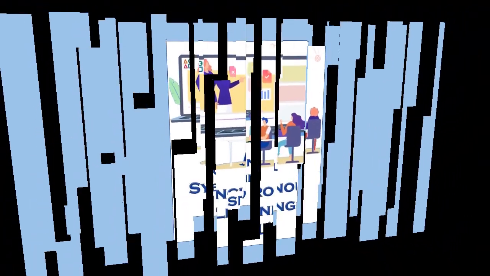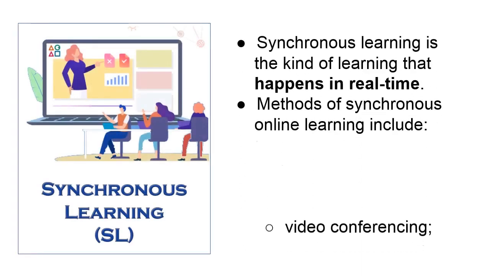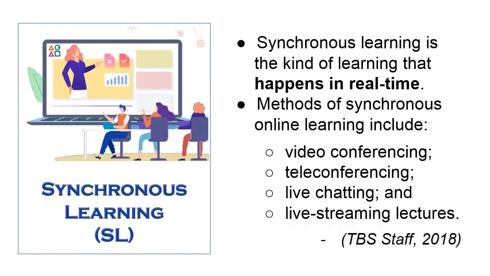Synchronous learning or SL. Synchronous learning is the kind of learning that happens in real time. Methods of synchronous online learning include video conferencing, teleconferencing, live chatting, and live streaming lectures.